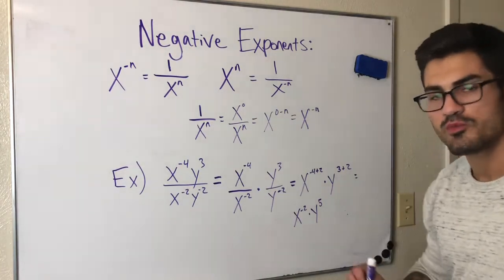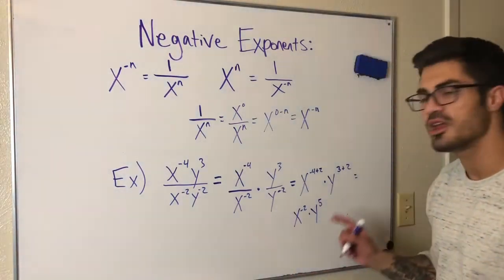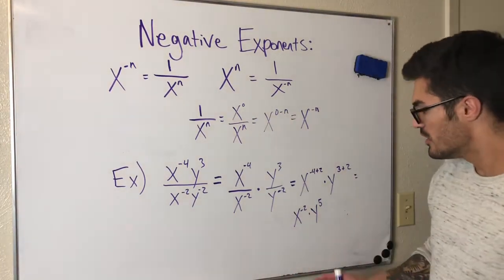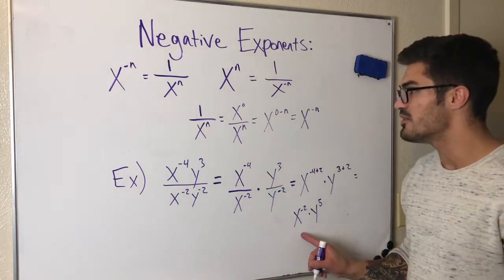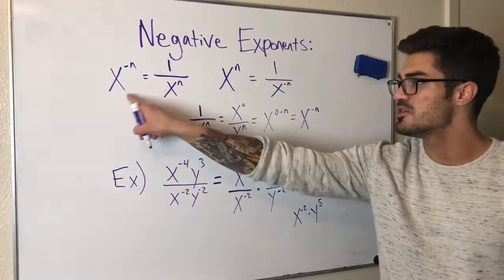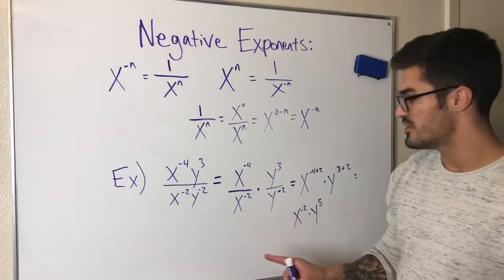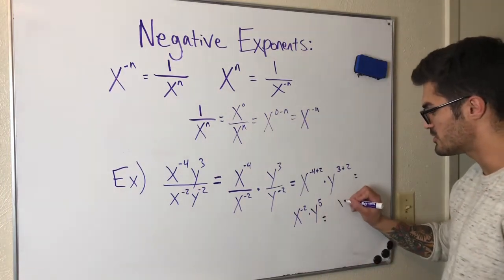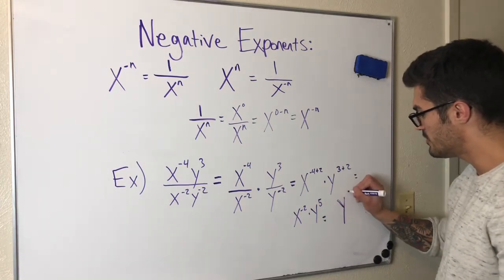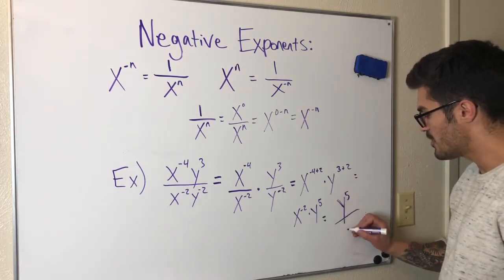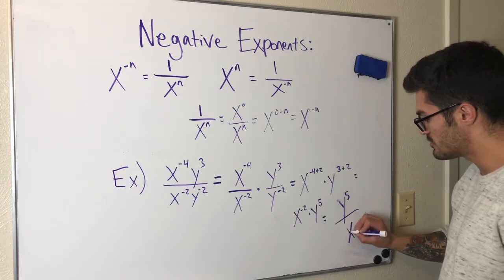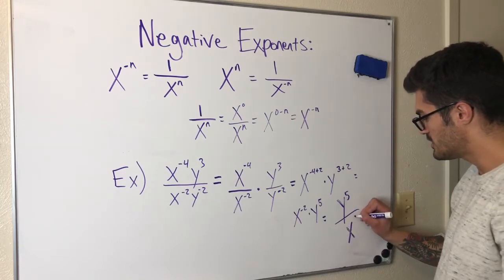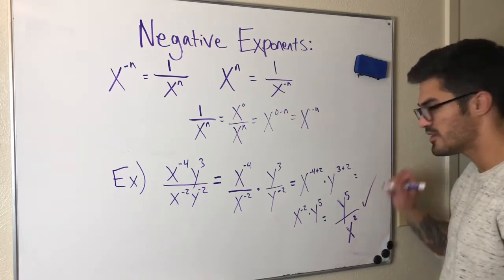Now I just have to do one more thing, because remember we said that we didn't want negative exponents in our answer. So what am I going to do? I'm simply going to rewrite this. I can use this formula and write this as 1 over x squared. And I'm going to write it all as one fraction, so it's going to be y to the 5th over x squared, and that's it.